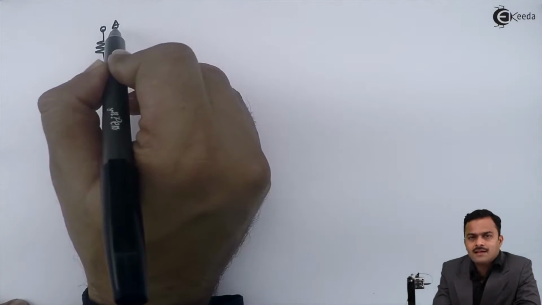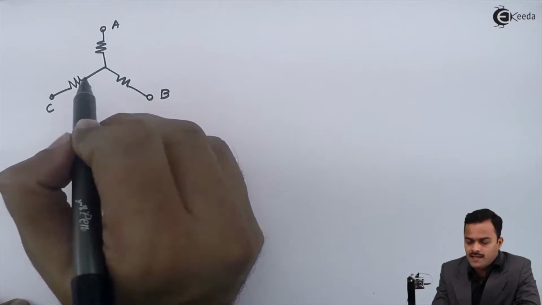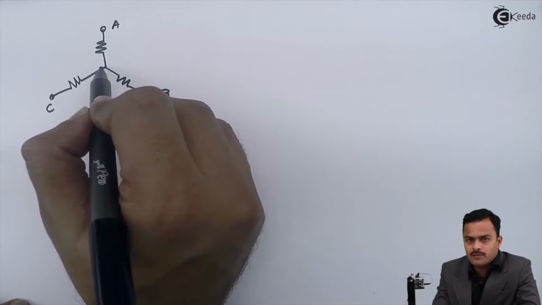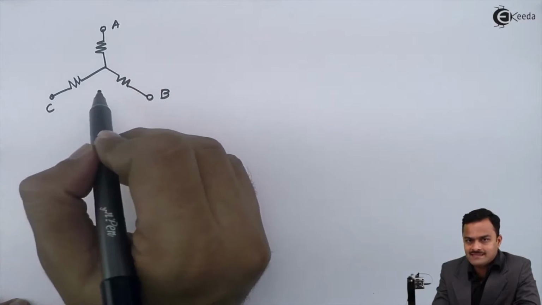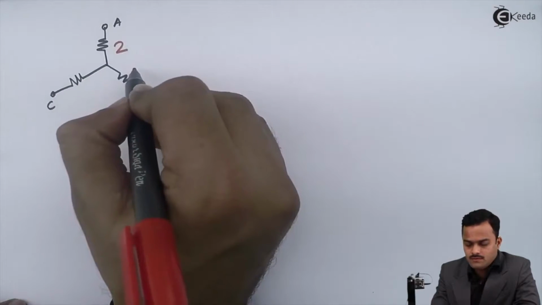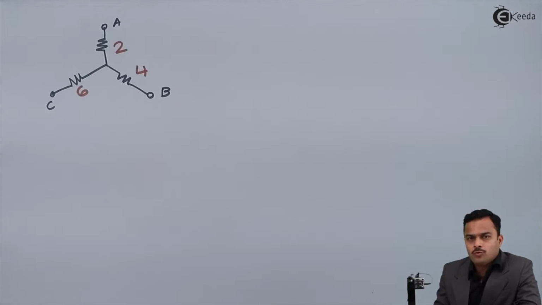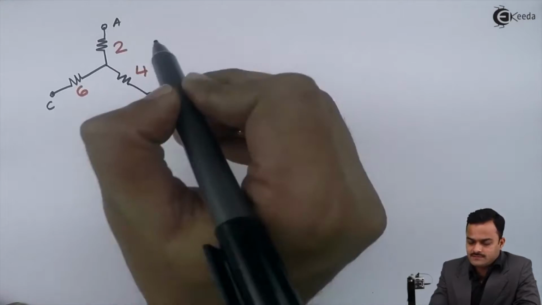So I'll have this particular star where three resistors are connected and one end of each resistor is connected, forming a neutral point. So definitely it is a star. The values of resistors are given: 2 ohm, 4 ohm and 6 ohm. We have to find out the equivalent delta for this.